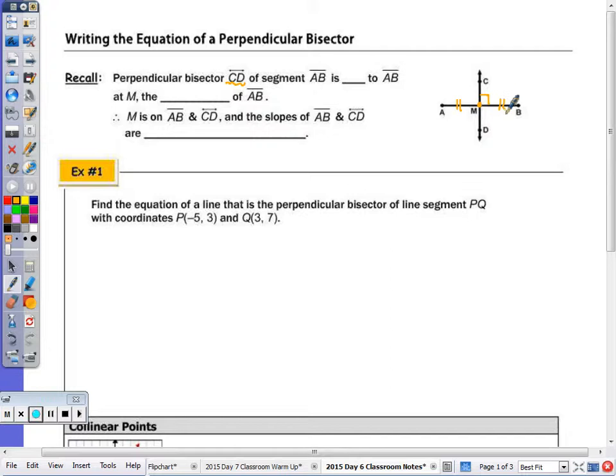So our blank: AB is perpendicular to CD at M, which is the midpoint of AB. Remember, the three dots mean therefore, so it says therefore M is on AB and CD. It's on both of the lines. And the slopes of AB and CD, if they're perpendicular, the slopes are negative reciprocals.